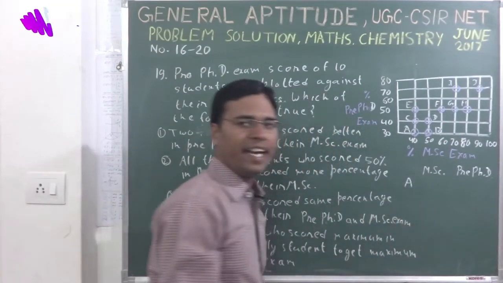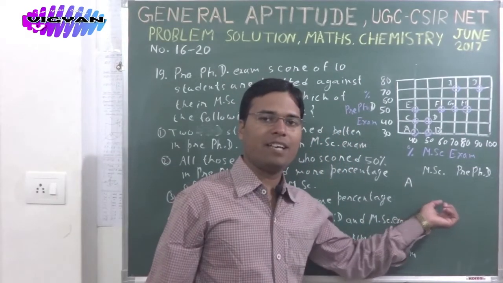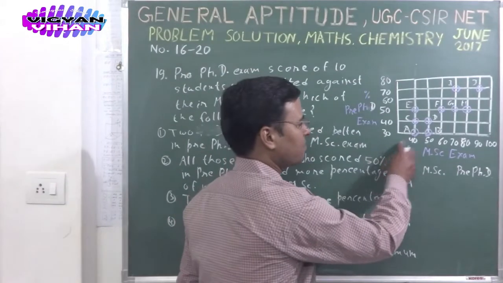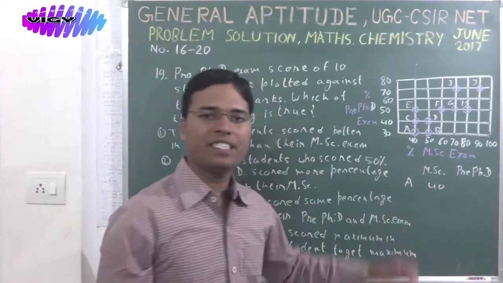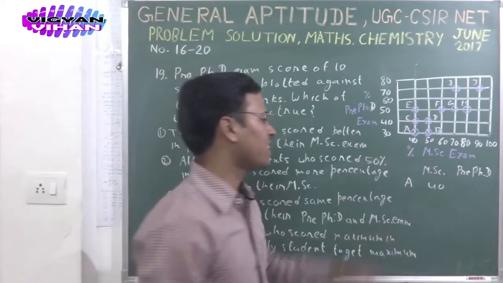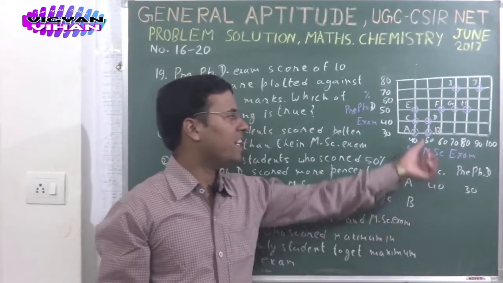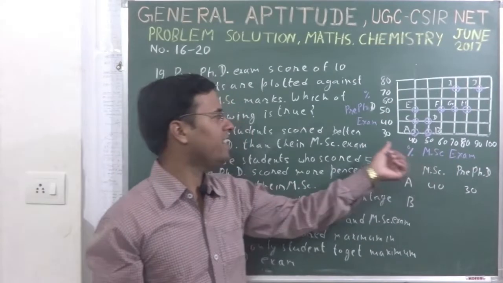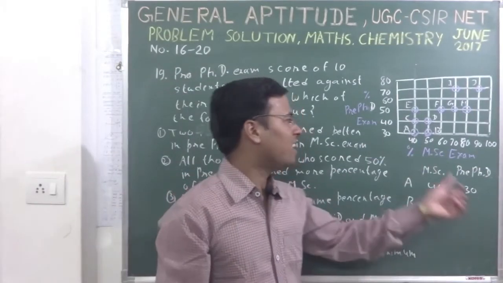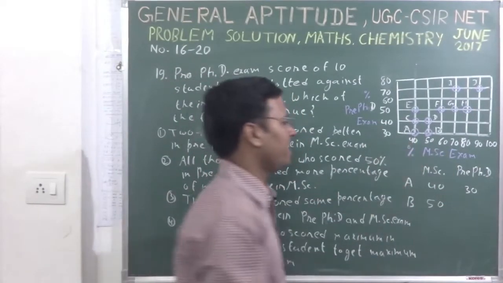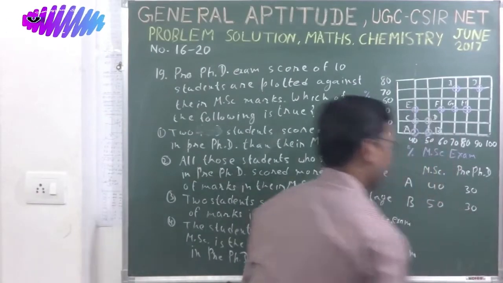For student A, the MSc percentage is 40. His percentage in the pre-PhD exam is 30. For student B, the MSc marks is 50%. For the pre-PhD exam, he scored 30% of marks. So here it is 30.